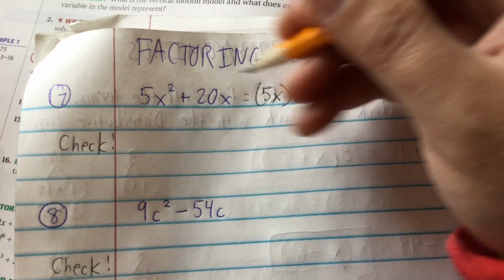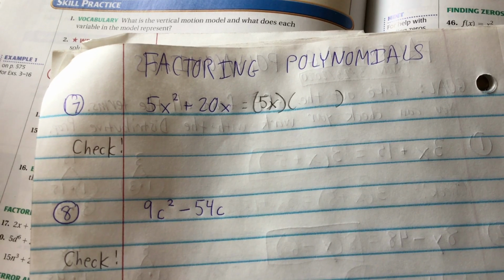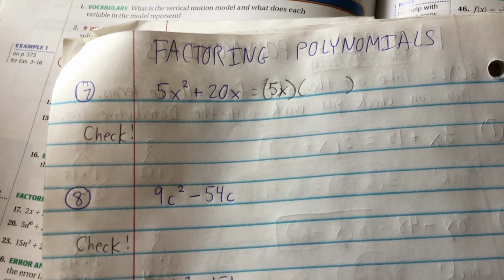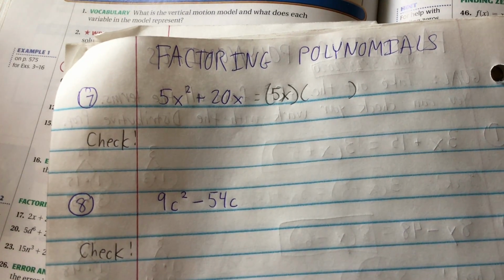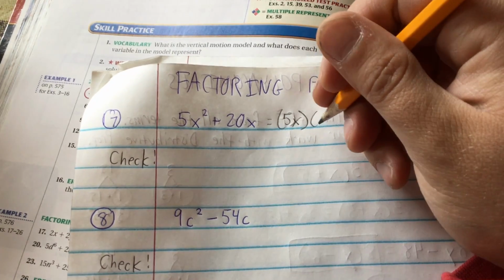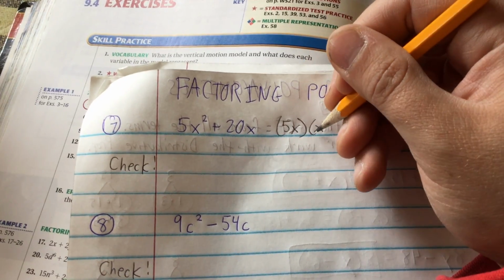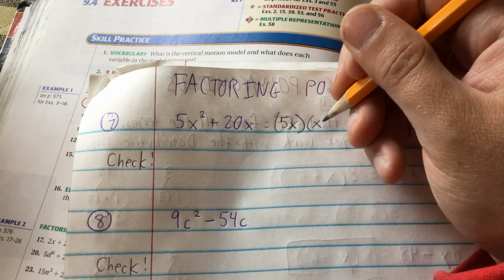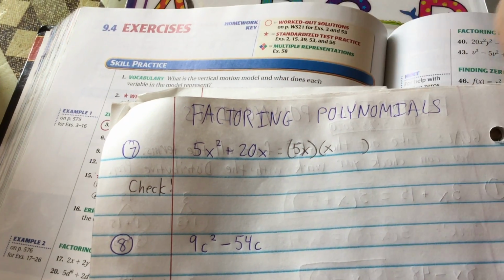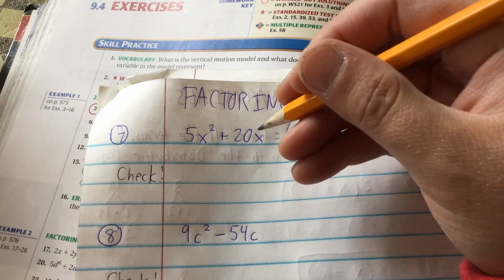5x times what is 5x squared? We'll notice that 5 times 1 is 5, so we need to multiply x times x to get x squared. Go back to that law of exponents unit that we had, and you'll notice that 5x times 1x, you can put that 1 if that makes you feel better, but you don't have to. 5x times 1x is 5x squared.